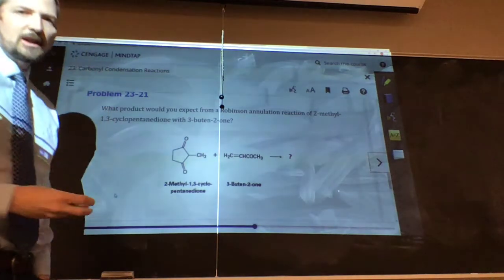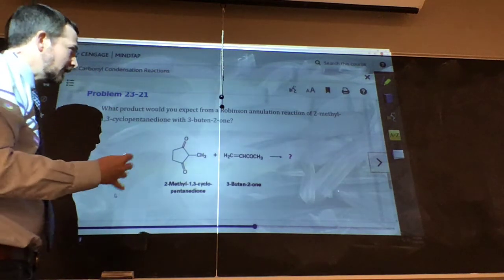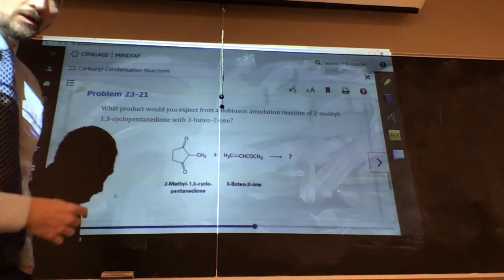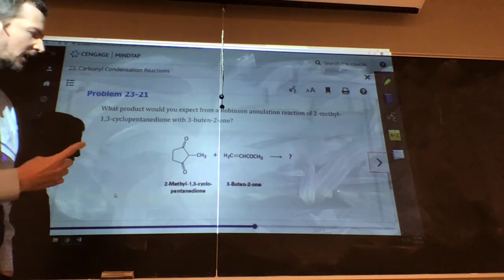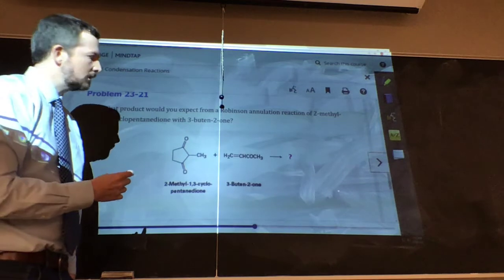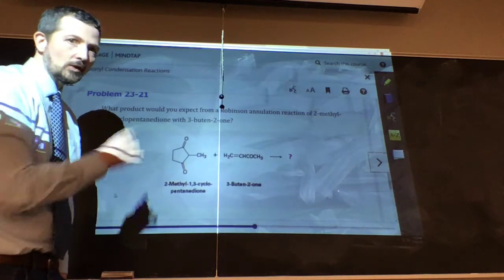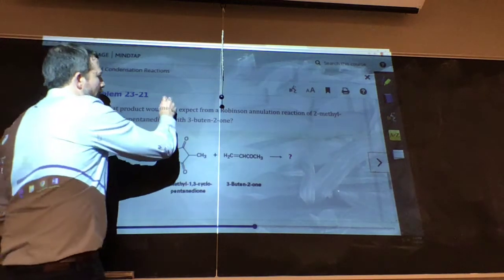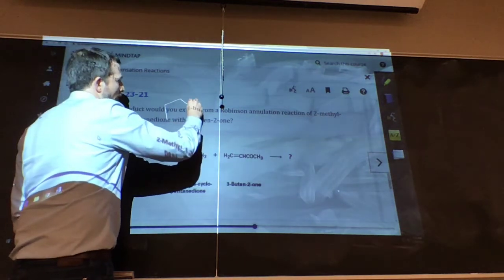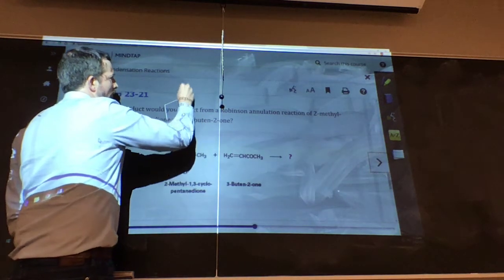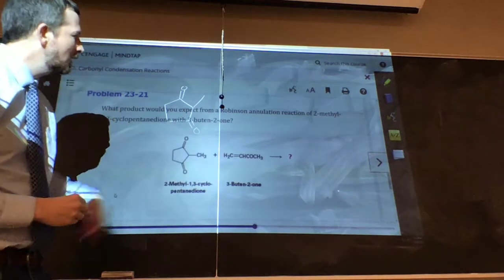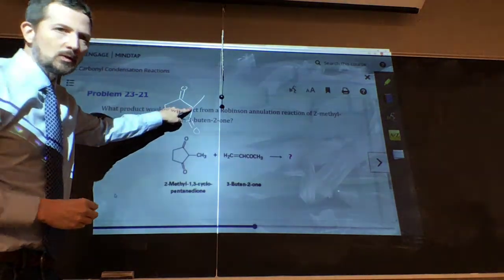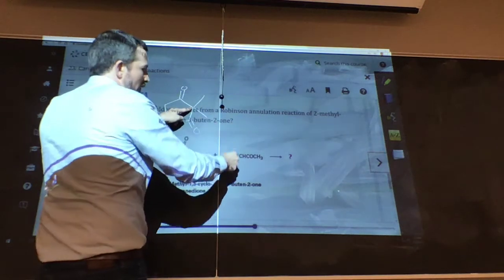If I did this on an exam, I'd probably say we're doing a Robinson annulation to try to give you a hint on how you would work it. So, first step is that Michael addition. So I have a dicarbonyl compound here. Okay. So I'm going to take that alpha position in between, connect it to the beta position here.